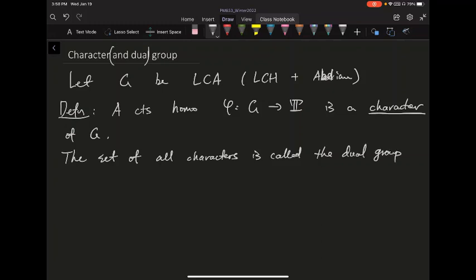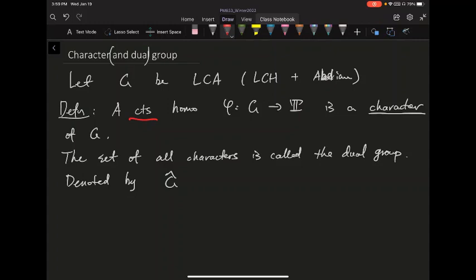Let's denote it by G hat. So this is our notation. First of all, I really need continuity. You can convince yourself why. Even if your G is just the real line, without continuity your phi can map a bunch of random things to very random places, so it's very difficult to study how they are going to integrate. Eventually I want to integrate these characters, so that's why we do need continuity here.